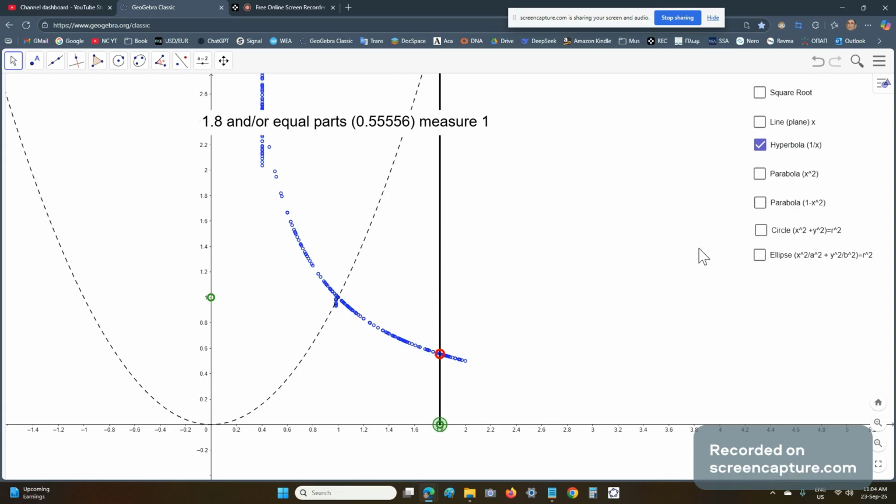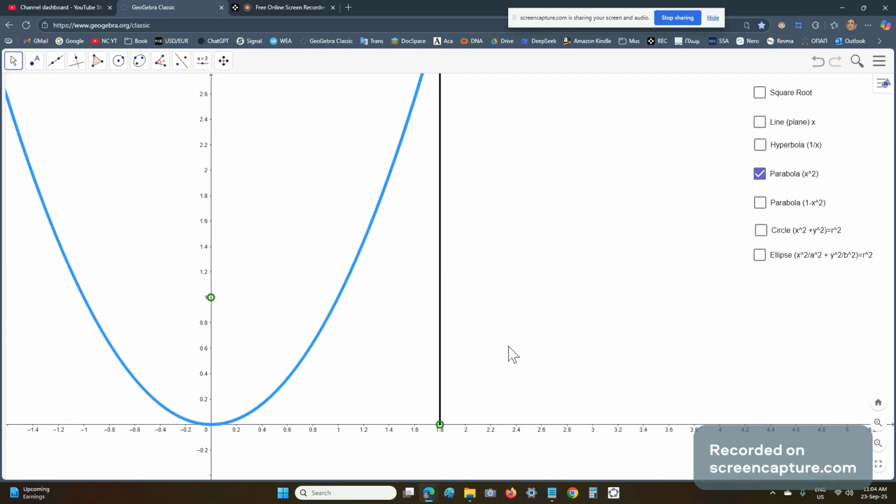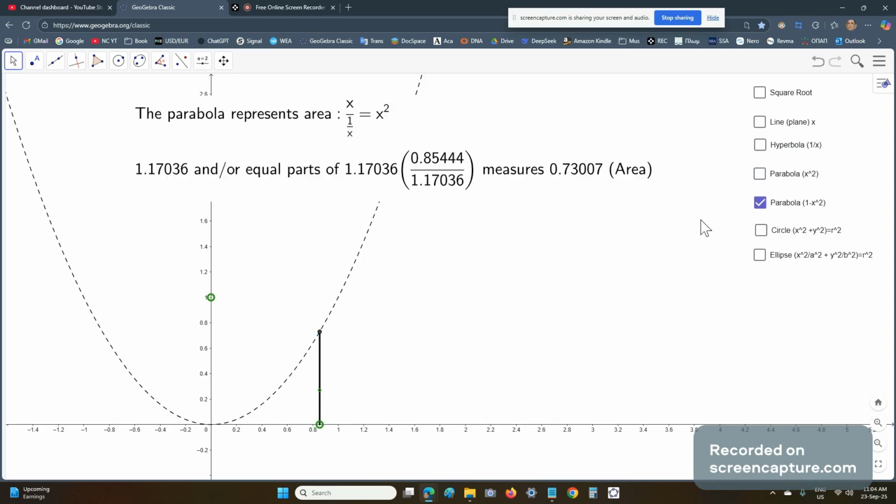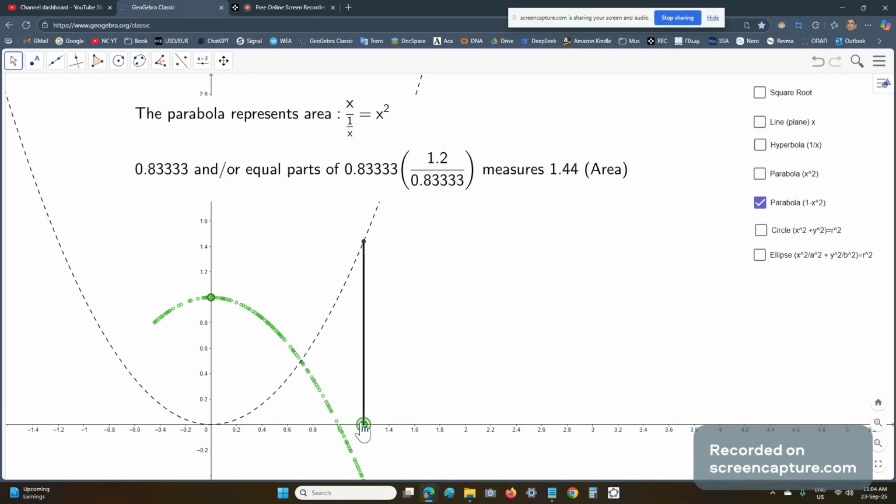So the next conic that builds on these two is the parabola, and it's this guy here, okay? Now, the parabola that we obtain in the conic sections is this one here, 1 minus x squared, okay? And I'll show you in a moment how that works. So to get the parabola, which is x squared, we have to measure x with 1 over x. In other words, we have to measure the line with the hyperbola, okay? The line with the hyperbola, right? So that's how that works.